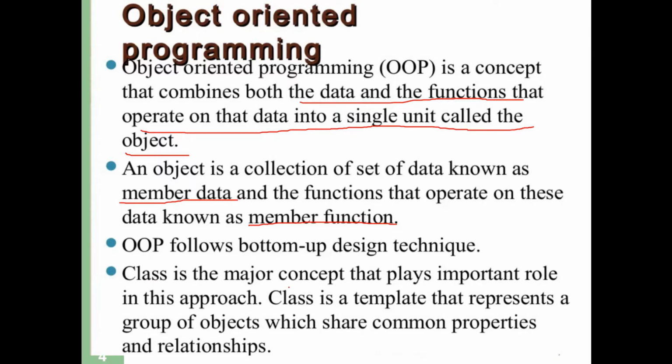Object-oriented programming follows the bottom-up approach, or bottom-up techniques. That means any program will start with a class and object. The member function definitions will come after the declaration of the member data and member functions, and then at the end the main function will come, and that is what is known as the bottom-up approach. Class is a major concept that plays an important role in this approach. Class is a template that represents a group of objects which share common properties and relationships.